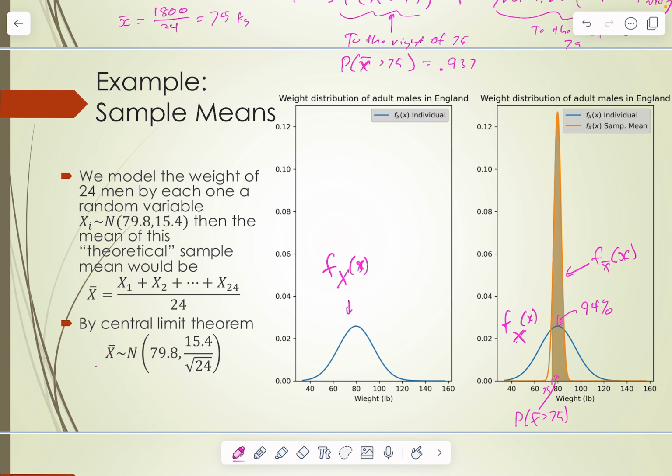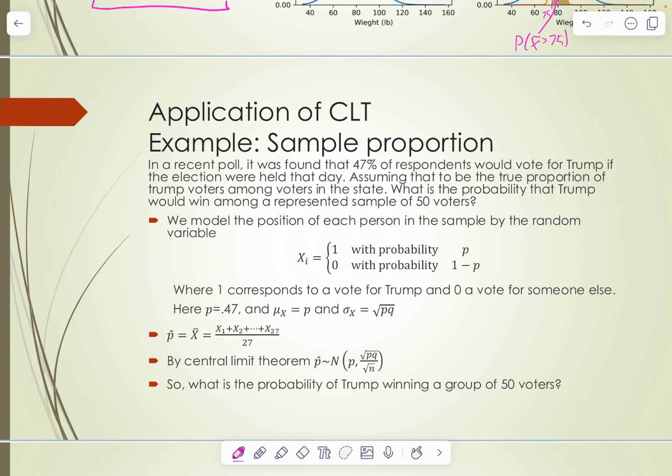It was because of the central limit theorem that we knew the distribution of that. Another application of the CLT is we can do the same thing with sample proportion. This is how we do that.